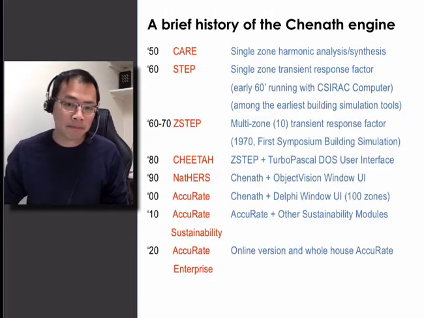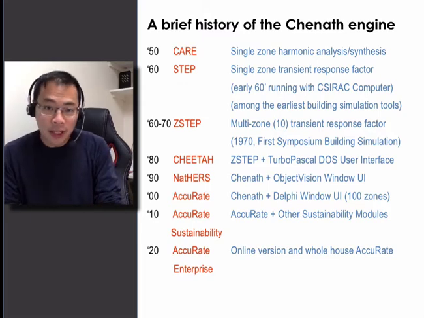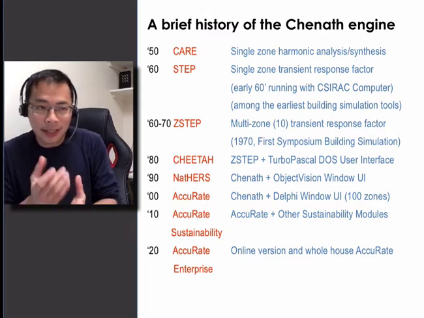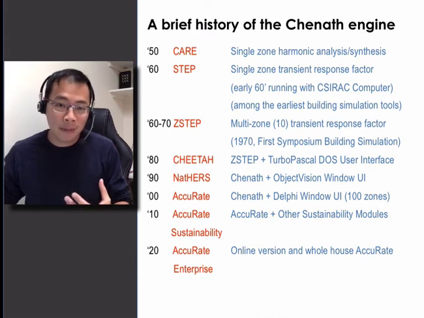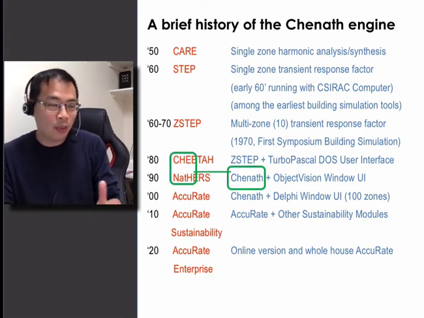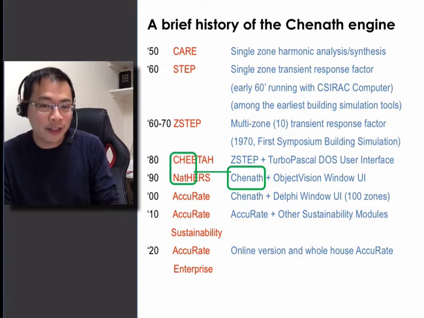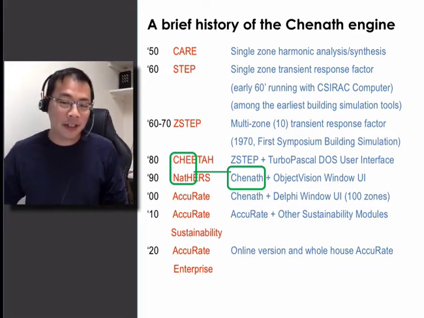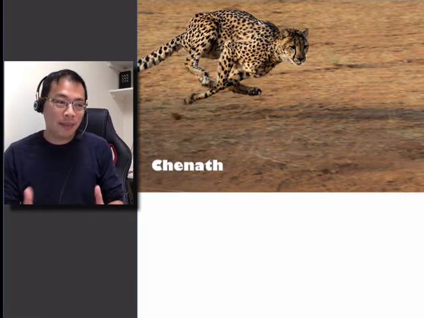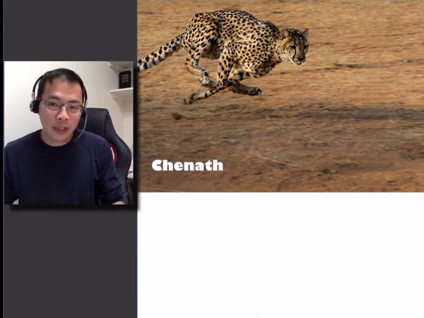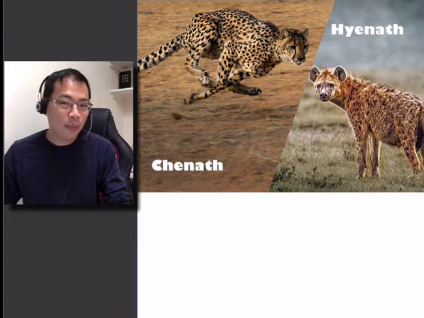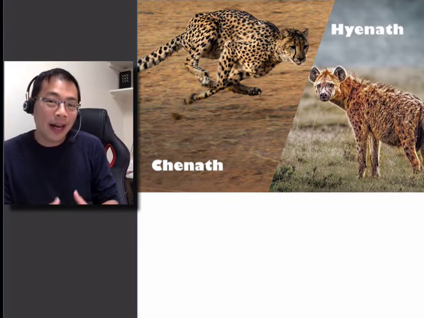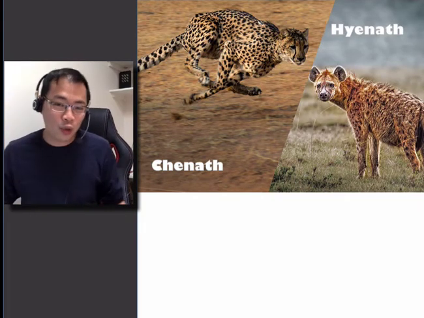Now, the Chenath engine is the engine that underpins NatHERS, and the name Chenath comes from a couple of terms. One is Cheetah, which was a software just prior to NatHERS, and NatHERS itself. Based on the same kind of etymology, we thought that an appropriate name, exploiting the safari theme, would be Hyenath, being a high growth thermal extension to Chenath.